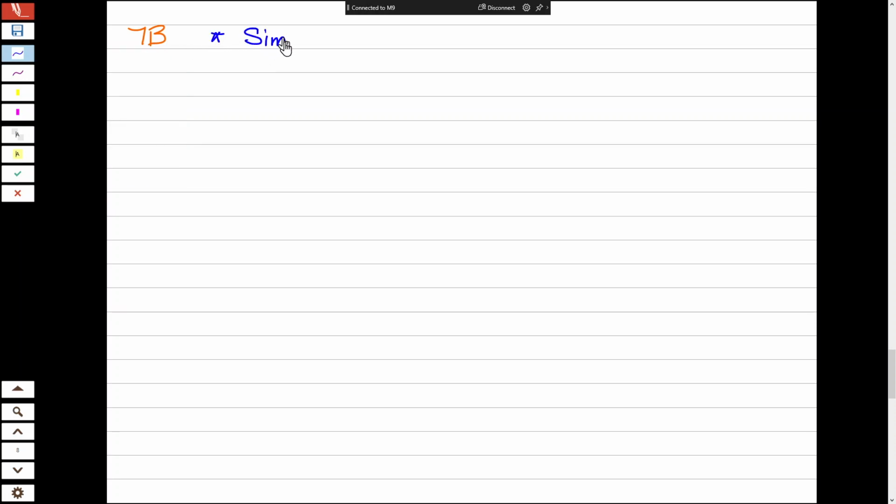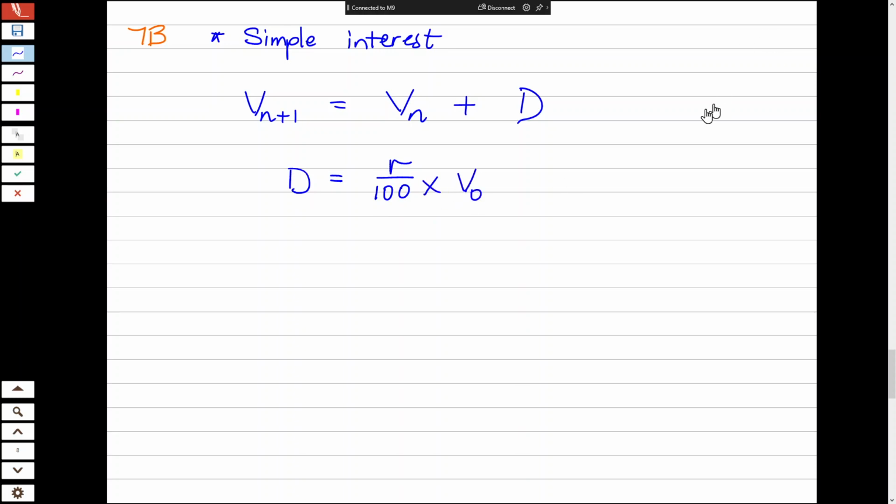The first one is simple interest. And I'll take it for granted now that you're here, that you know what simple interest is. You're going to model simple interest with this recurrence relation: Vn plus 1 equals Vn plus d, where d equals r over 100 times V naught. R is the interest rate as a percentage, and V naught is the starting amount.